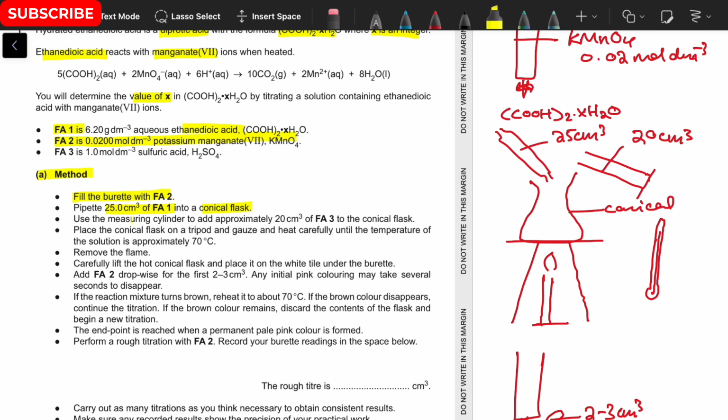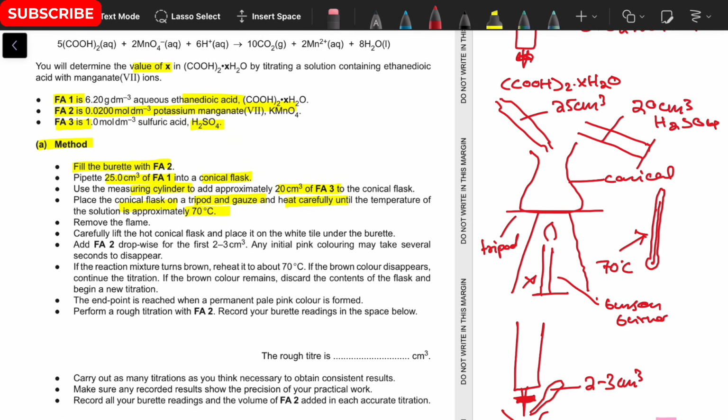It then says to use a measuring cylinder to add approximately 20 centimeters cubed of Fa3 to the conical flask. Our Fa3 is our 1 mole per decimeters cubed of sulfuric acid. It then says to place the conical flask onto a tripod and gauze and heat until the temperature is approximately 70 degrees Celsius. So here is our tripod. This is our flame. It's really a Bunsen burner. We keep heating until, if we had a thermometer inside, it reached 70 degrees Celsius.